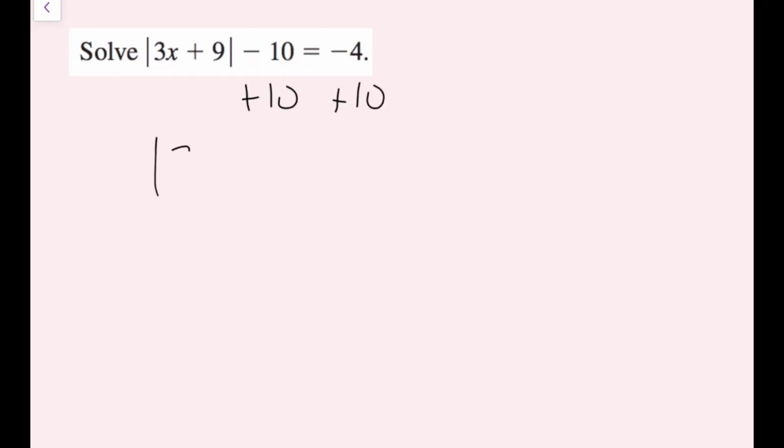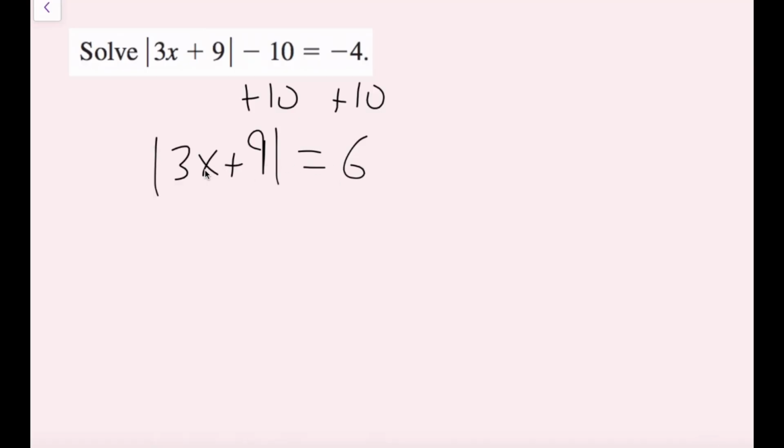So now I have the absolute value of 3x plus 9 equals 6. And now I see that I have an isolated absolute value expression. So once my absolute value expression is isolated, I can unwrap it. And remember, when I say unwrap it, I mean I can write my two equations that correspond with this absolute value equation.